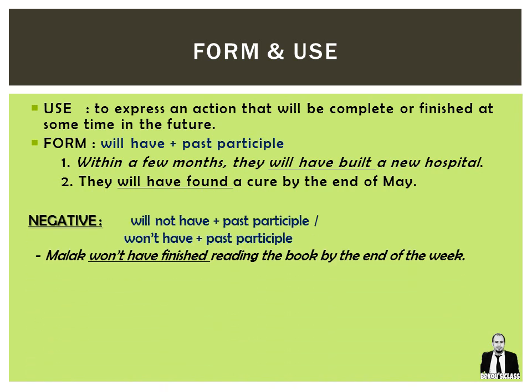For the negative, we just add not between will and have, and it becomes will not have plus past participle, or won't have. So will not have and won't have are quite the same. Example, Melek won't have finished reading the book by the end of the week. By the end of the week, Melek won't have finished reading the book. It means by the end of the week, the reading will not be finished.